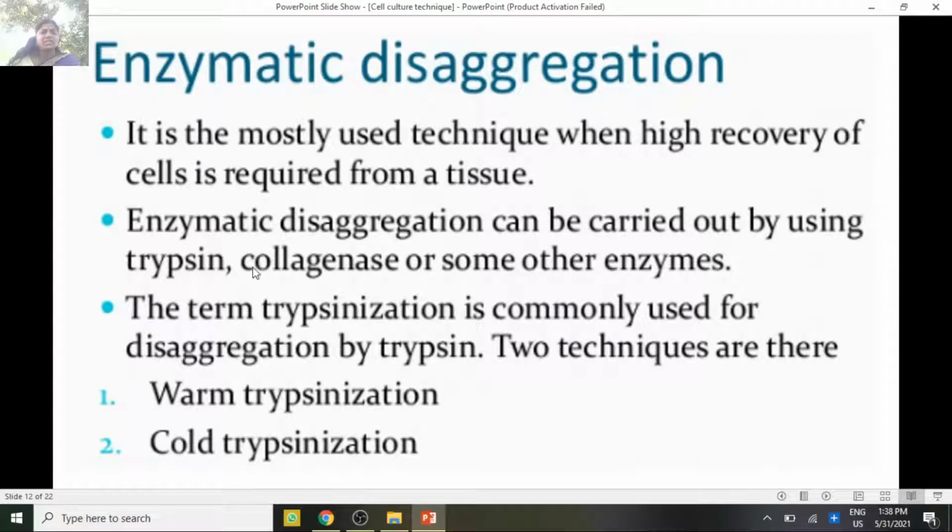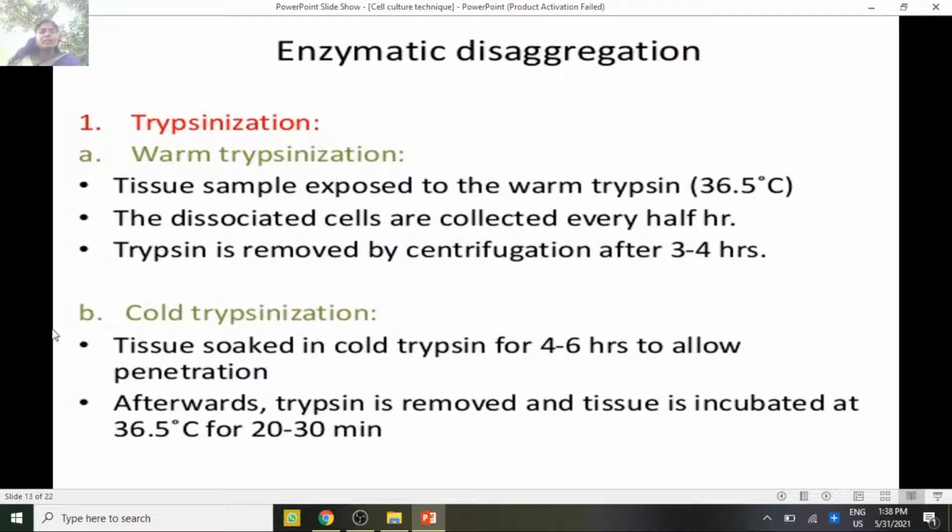Enzymatic disaggregation is the mostly used technique when high recovery of cells is required from the tissue. The enzymatic disaggregation can be carried out by using trypsin, collagenase, and some other proteolytic enzymes. The term trypsinization is commonly used for disaggregation by trypsin. Two techniques are used, warm trypsinization and cold trypsinization. In warm trypsinization, the tissue sample is exposed to trypsin at 36.5 degrees centigrade. The dissociated cells are collected every half an hour by centrifugation. The trypsin is removed by centrifugation after 3 to 4 hours.